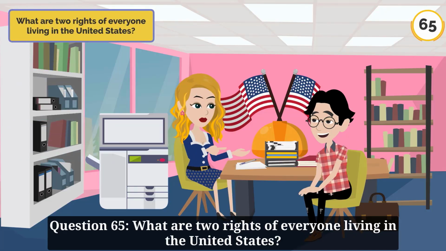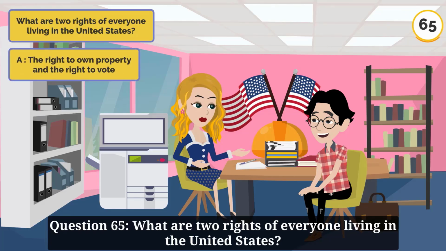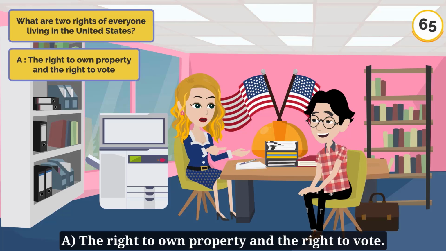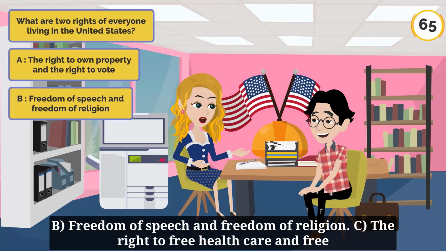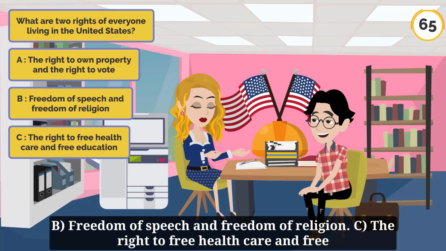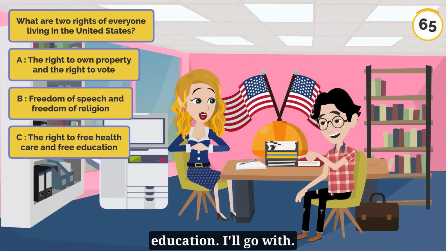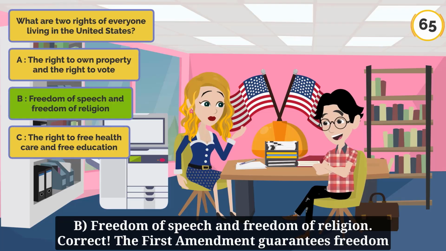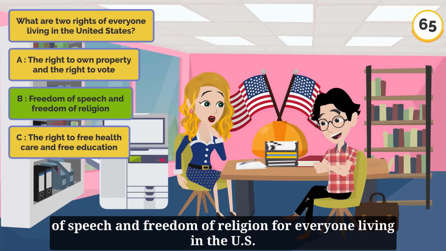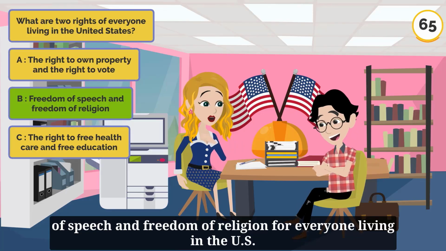Question 65. What are 2 rights of everyone living in the United States? A. The right to own property and the right to vote. B. Freedom of speech and freedom of religion. C. The right to free healthcare and free education. I'll go with B. Freedom of speech and freedom of religion. Correct. The First Amendment guarantees freedom of speech and freedom of religion for everyone living in the U.S.